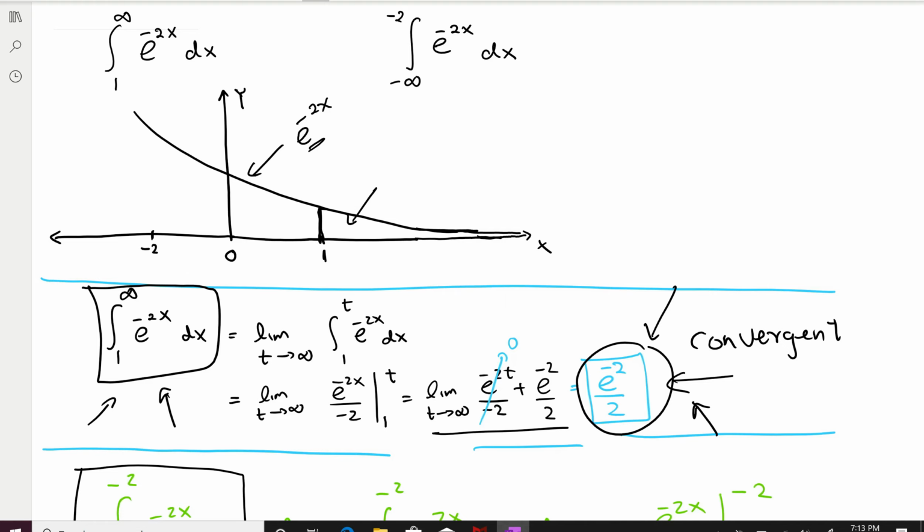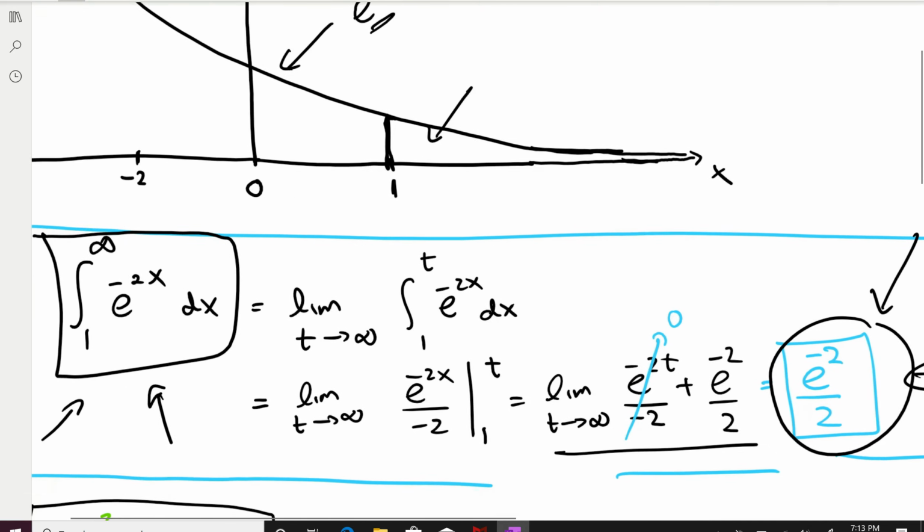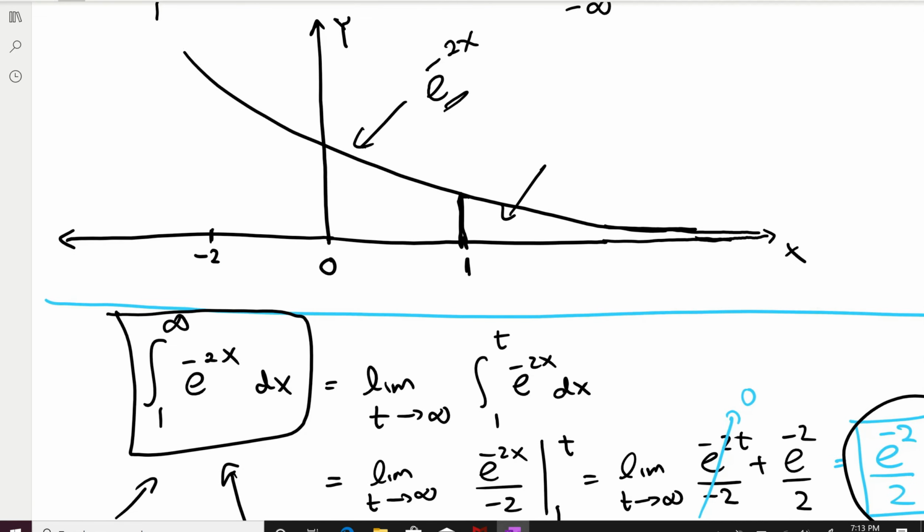So that's what it means by a convergent integral. The area exists, the area is finite. Now, how come this happened? You can think about this. The interval is infinitely long. How come the area can be finite when you are finding the area over an infinitely long interval?